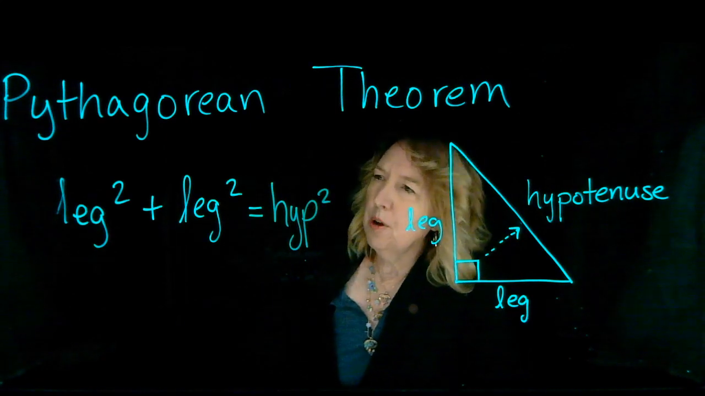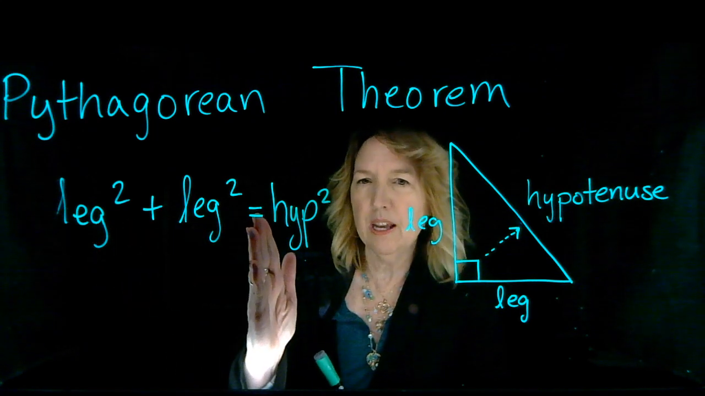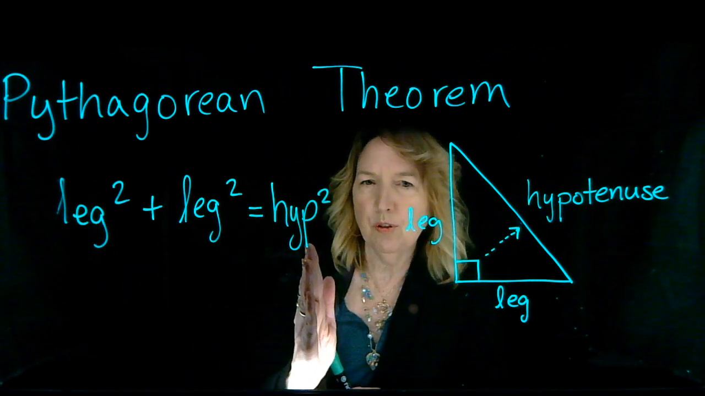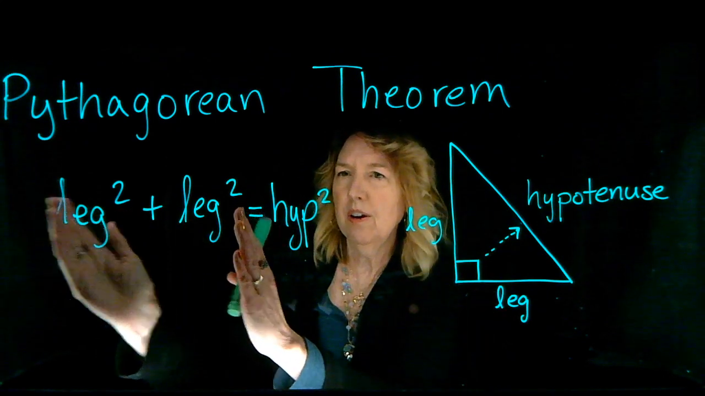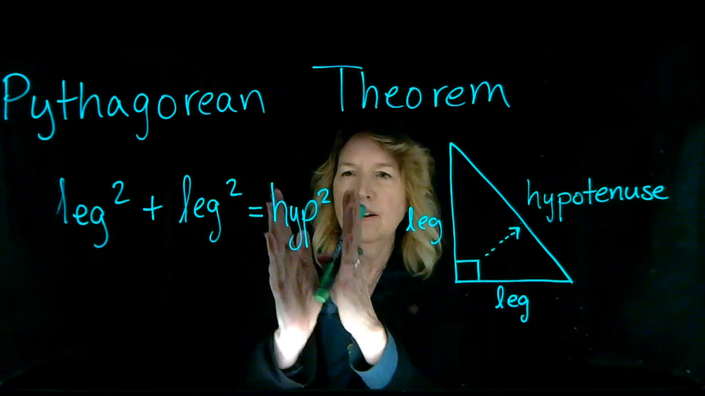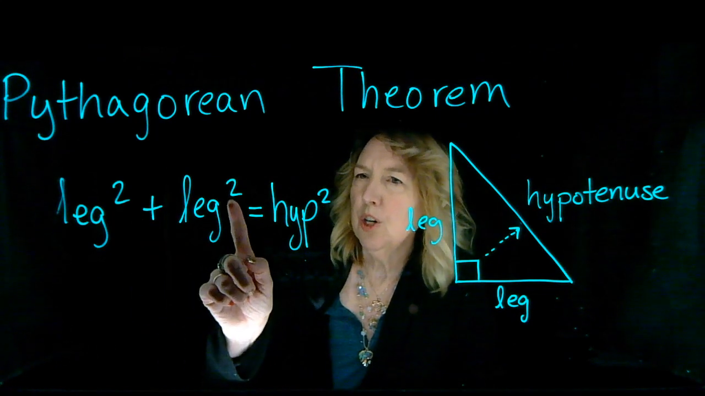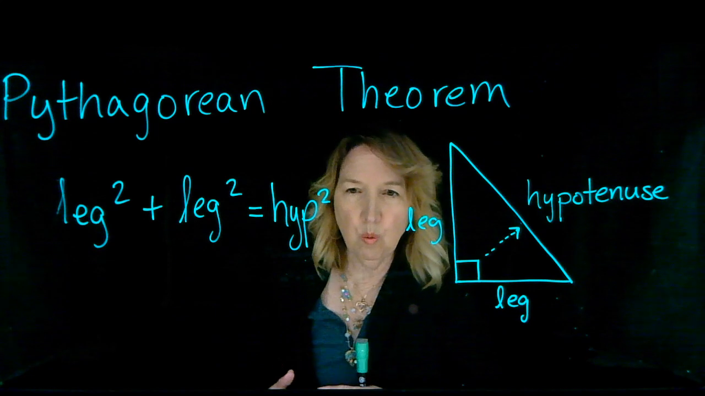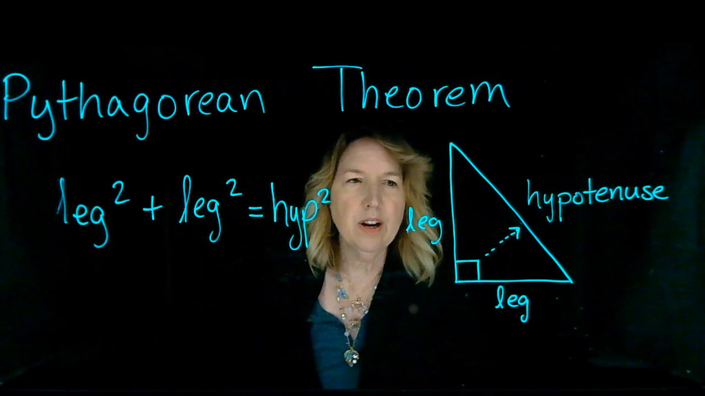So please notice that you have the legs together on one side of the equal sign and the hypotenuse all by itself. The two shorter sides over here and the longest side by itself over here. Also notice that each term has to be squared. It won't work if you don't square them. All right, let's try it out.